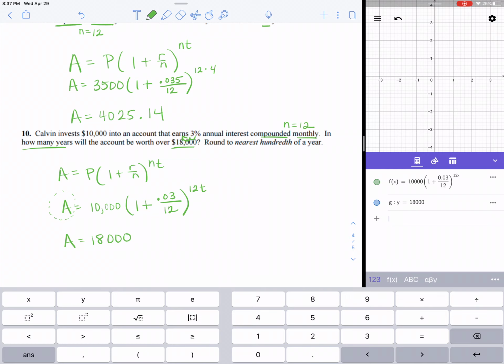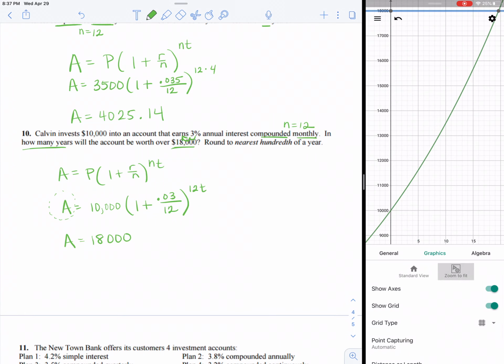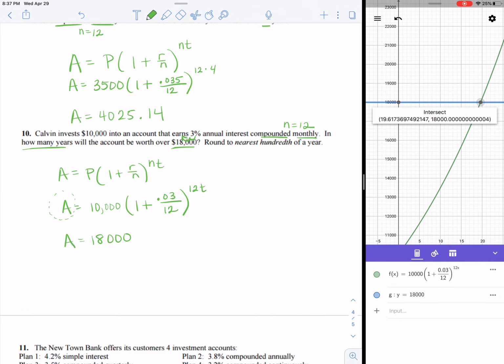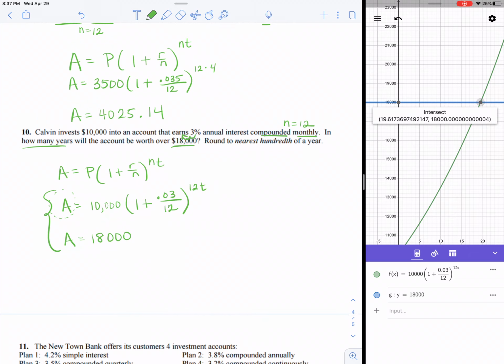Okay, I don't see anything on my screen. I'm going to hit the gear, zoom to fit, and here we go. I tap that point right there, it'll give me how much time it takes for these two functions to meet. So it is 19.617. It's the nearest hundredth of a year. So the 7 is going to give it a shove to 2. 19.62 years it's going to take to be worth over $18,000.